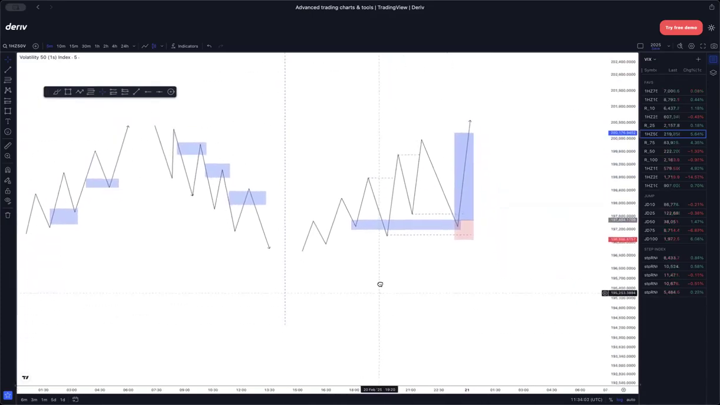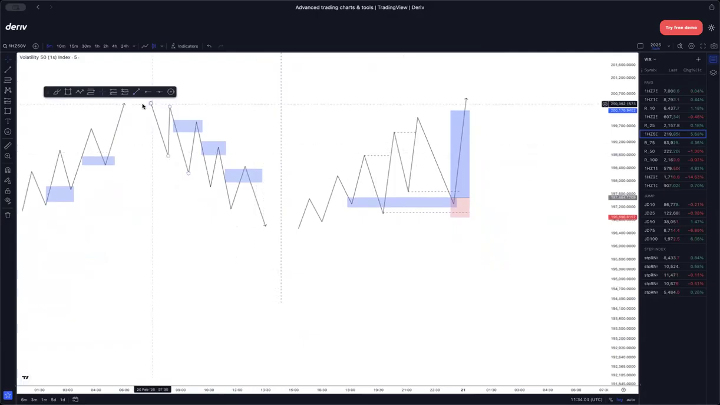So apart from that, going to the next one, we also have something like this, whereby we have a sweep of liquidity to the downside. The market does something like this. Now, in this case, market has swept liquidity to the downside, and it's supposed to push up.